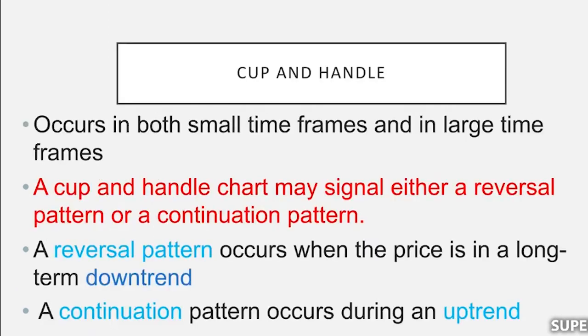Okay, so first of all, I'd like to discuss the pattern cup and handle. The cup and handle pattern occurs in both small time frames like a 1 minute chart and in large time frames like daily, weekly and monthly charts. A cup and handle chart may signal either a reversal pattern or a continuation pattern. A reversal pattern occurs when the price is in a long-term downtrend.